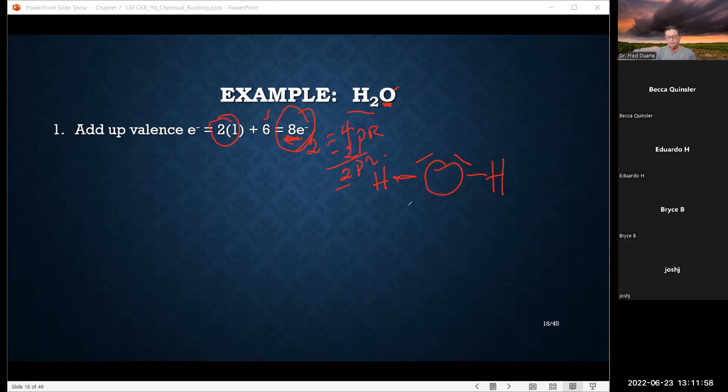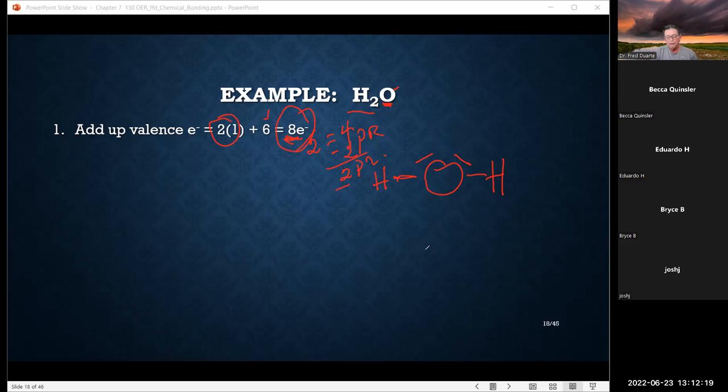Let's do a check, let's count to make sure we still have 8 valence electrons, and we got 4 pair all around the molecule. 2 pair are bonded to the hydrogens, and 2 of them are lone pair on the oxygen, the central atom, okay?